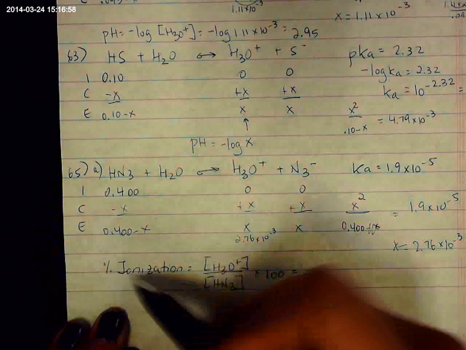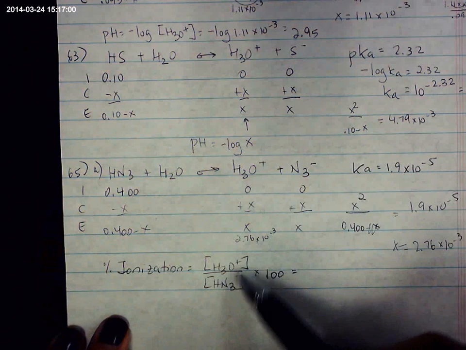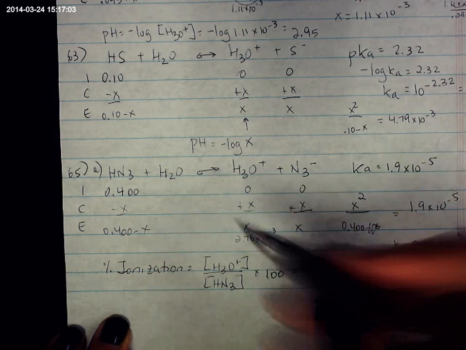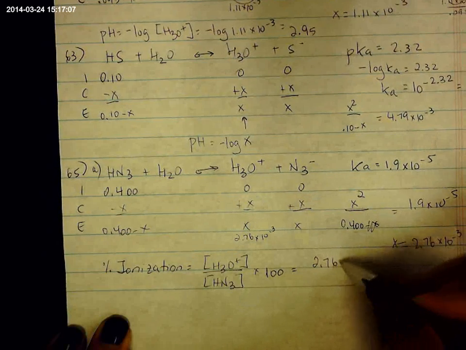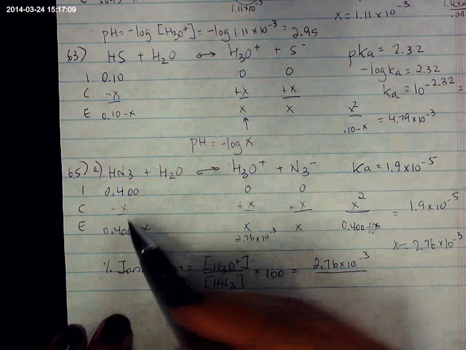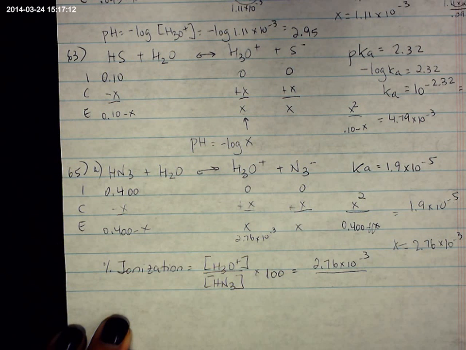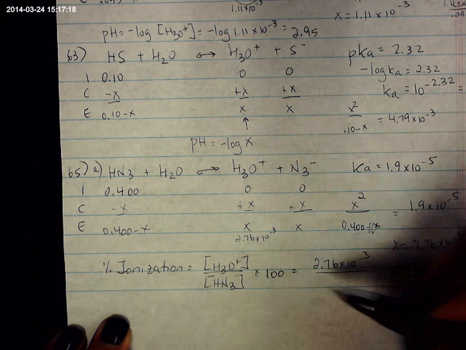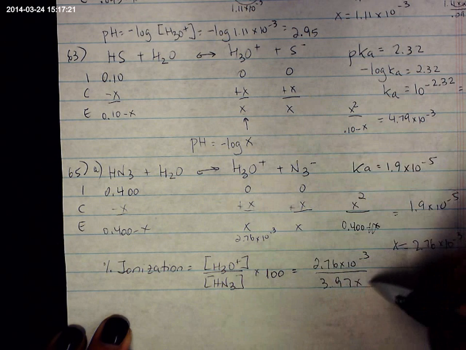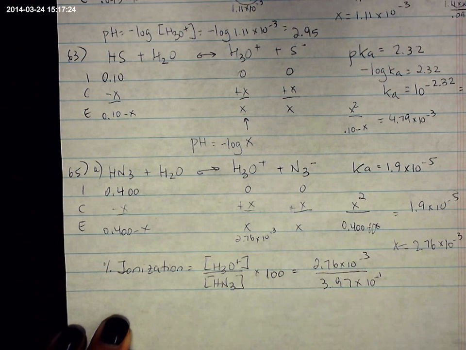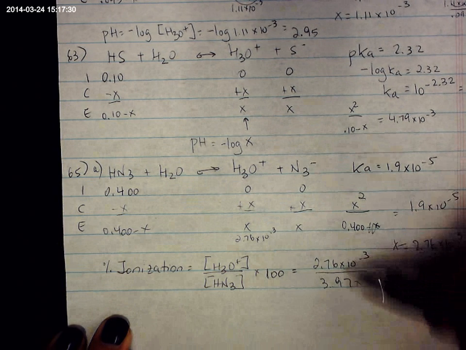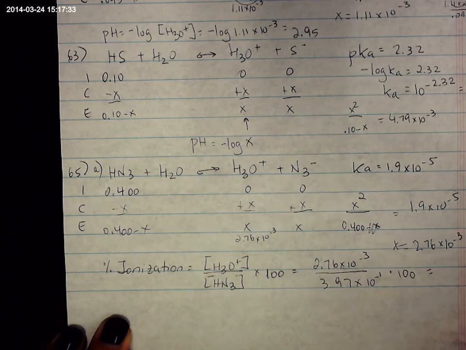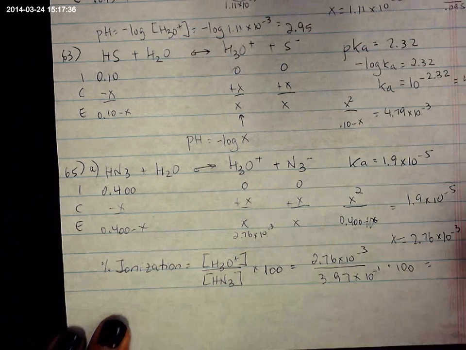To calculate the percent ionization, it's the hydronium that you make divided by the original amount of undissociated acid times 100. So the hydronium that I made was 2.76 times 10 to the negative third. The original amount of undissociated acid is 0.400 minus 2.76 times 10 to the negative third, or 3.97 times 10 to the negative first. You simplify this on your calculator and multiply it by 100 to change it from a decimal to a percent, and that would be your percent ionization. All right, let's continue here.